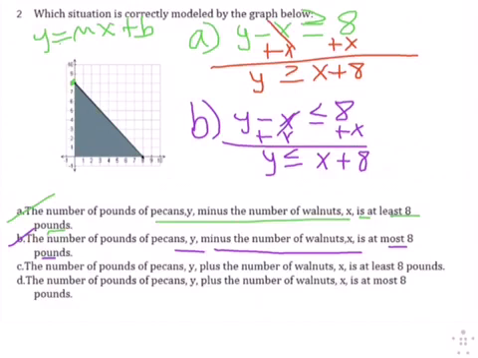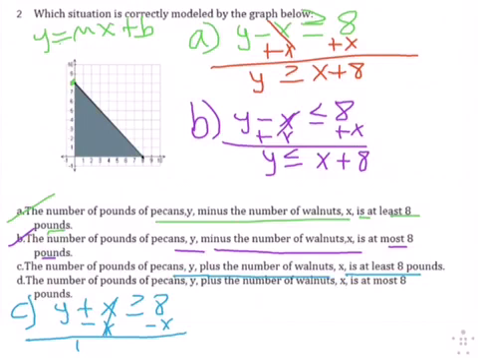For the next one, C: the number of pounds of pecans Y plus the number of walnuts X is at least 8 pounds. So Y plus X, and at least means greater than or equal to 8. Now we subtract X from both sides, and we get Y is greater than or equal to negative X plus 8. I read it from the bottom to the top here so that I can see it in mx plus b format: negative X plus 8.